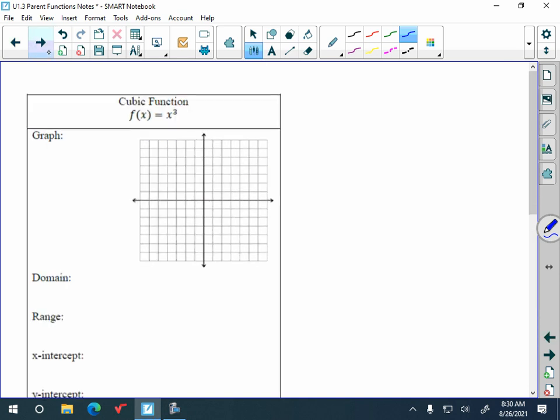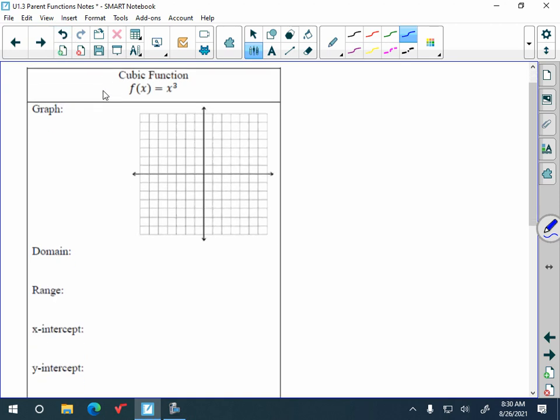All right, cubic function. So cubic has an x to the third.